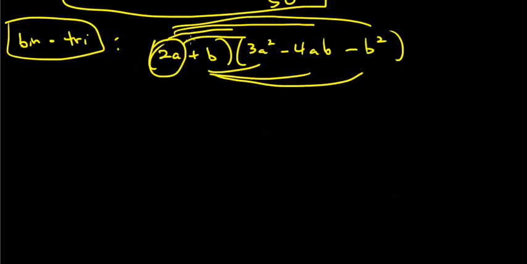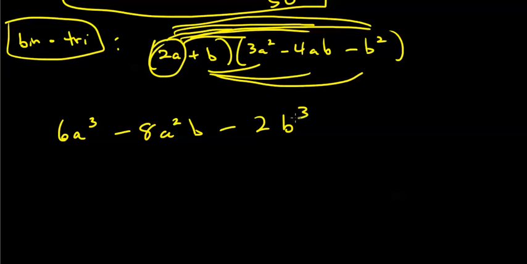I'm going to take everything here in this trinomial, multiply it by 2a. I'll get 6a cubed minus 8a squared b minus 2b cubed. Hang on a minute. One mistake. Try it again. Multiplying everything in this trinomial here by 2a. I'll get 6a cubed minus 8a squared b, and then 2a times minus b squared is minus 2ab squared. So please correct that error.